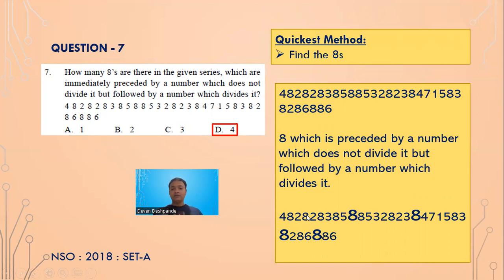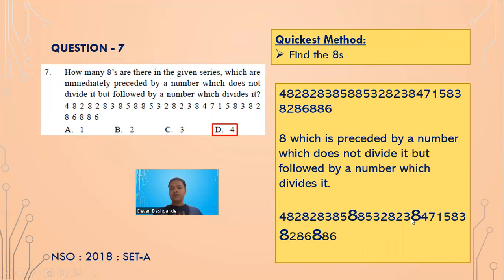This 8 again does not qualify because 2 divides 8. This 8 does not qualify because 2 divides 8. This 8 does not qualify because 5 does not divide it but it is not followed by a number which divides it. So this 8 is not the correct 8. This 8 is the correct 8 because 5 does not divide 8, but 8 divides 8, which is 1.